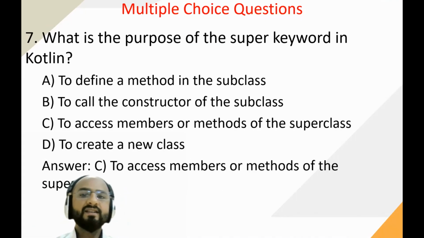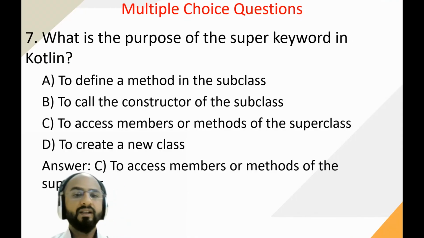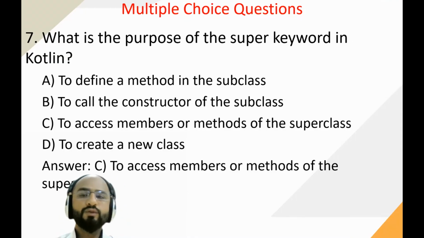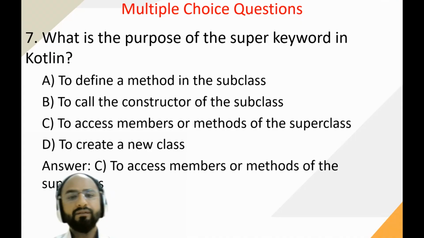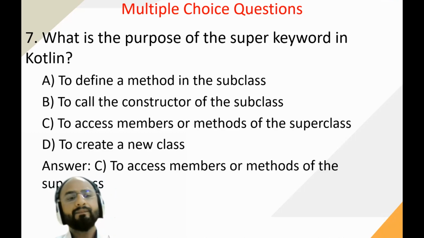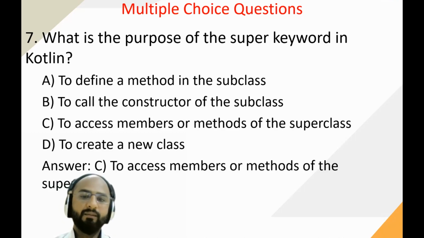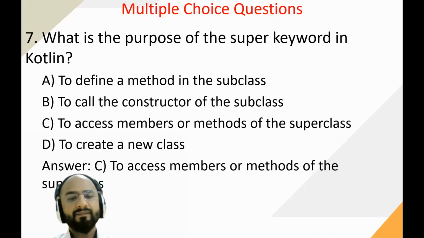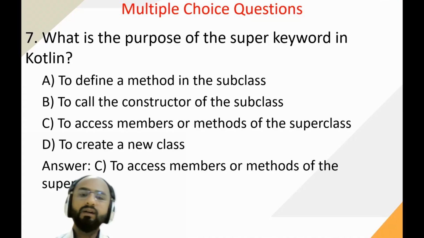Seven, what is the purpose of the super keyword in Kotlin? What is the use of the super keyword? A, to define the method in the subclass. B, to call the constructor of the superclass. C, to access the members or methods of the superclass. And D, to create a new class.